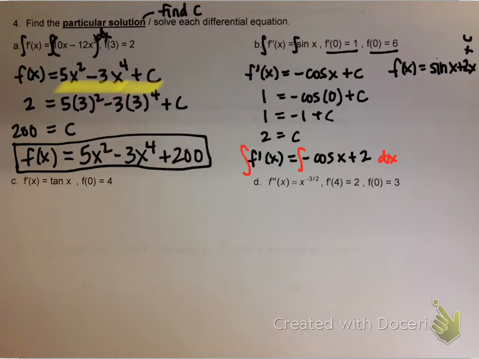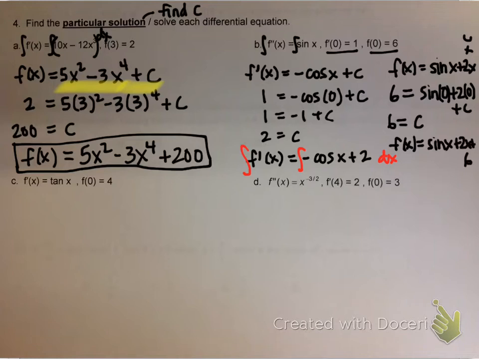But again, I have some information to work with. I know that f of x, which is basically y, equals sine of 0 plus 2 times 0 plus c. Sine of 0 is 0, 2 times 0 is 0, 0 plus c is c. Okay, so now I have my c value. So now I know f of x equals sine x plus 2x plus 6. Okay, and that is my final answer.